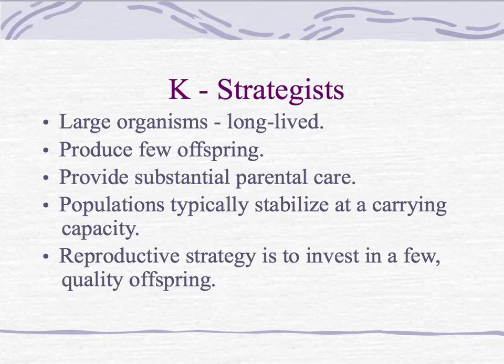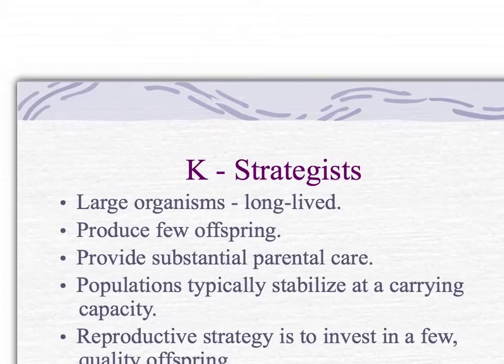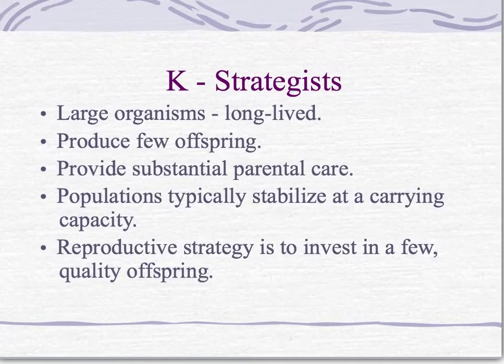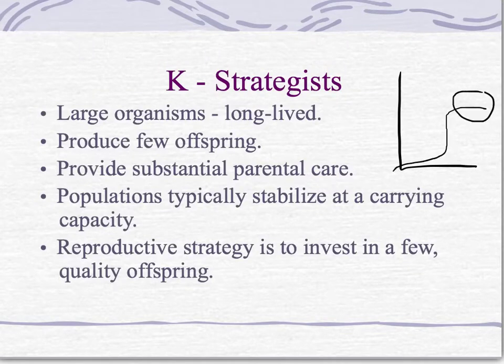They produce very few offspring. They tend to provide a ridiculous amount of parental care, and populations typically are stabilized at carrying capacity. So again, carrying capacity on this scale would be here. So populations typically stabilize at that point, and the reproductive strategy is to invest in a few high-quality offspring.